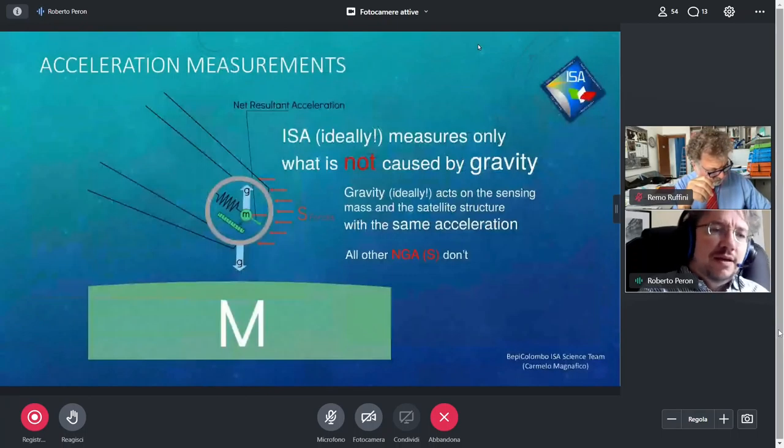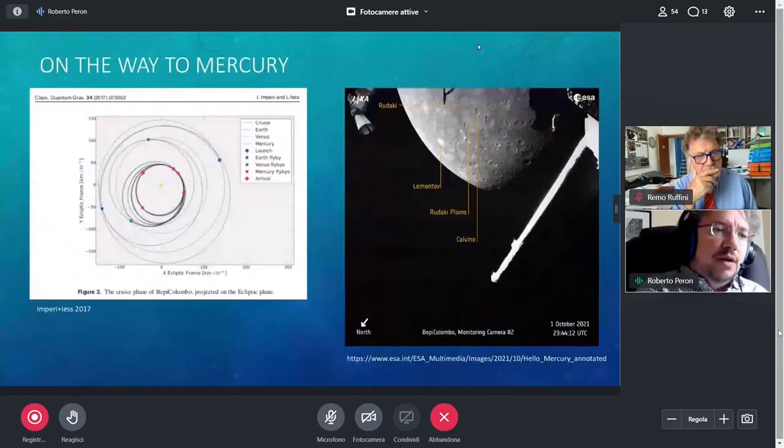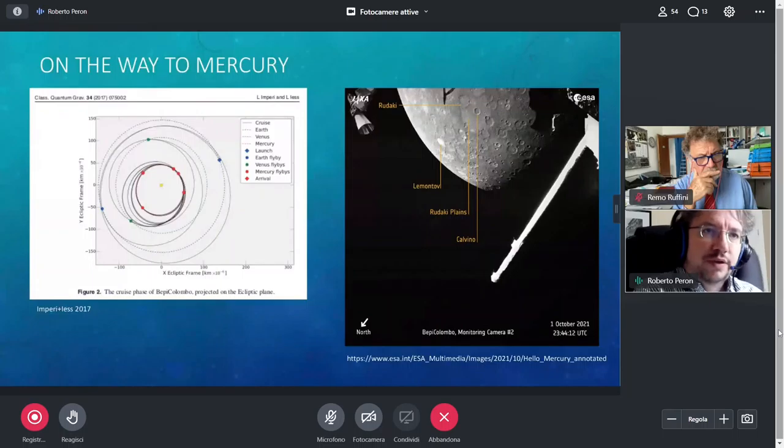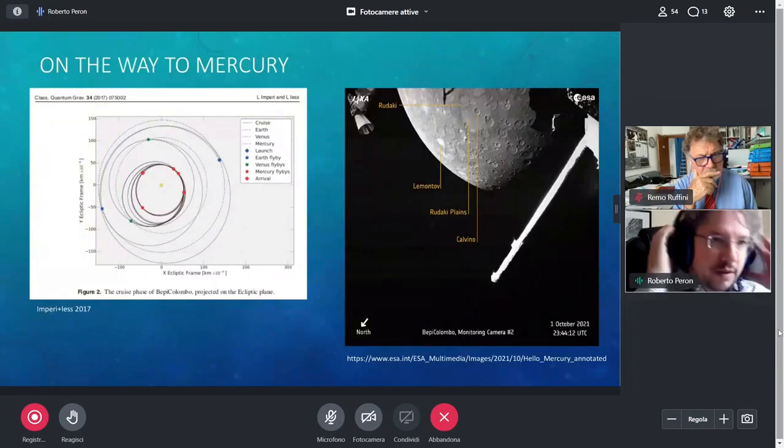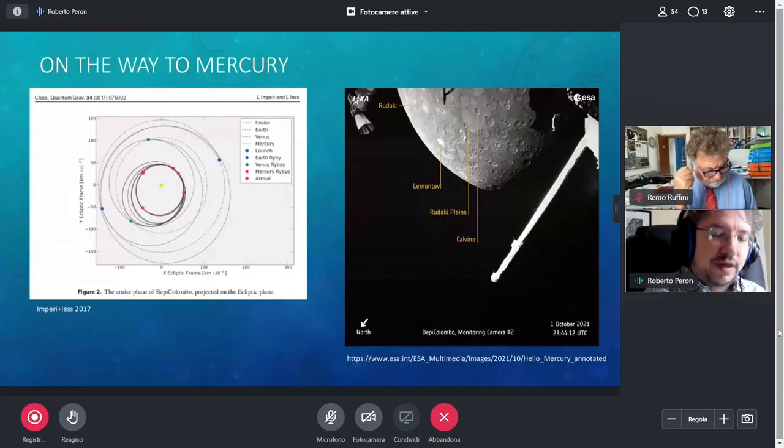Okay, just a few slides. BepiColombo will be interesting also for other things. It will be the first mission to host a high sensitivity accelerometer, I mean on a deep space mission. Up to now, accelerometers, which are devices useful to measure, depending on the case, gravitational or non-gravitational accelerations, have never been used in this way.